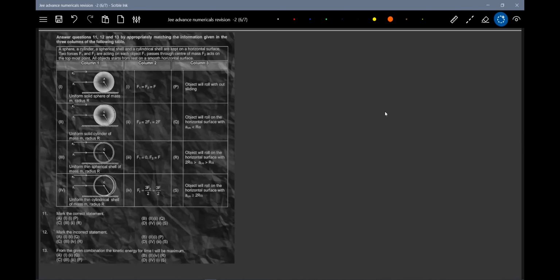F1 passes through center of mass and F2 acts on the topmost point. I think better get expression for acceleration and angular acceleration and friction in terms of moment of inertia. There, substitute moment of inertia, you're going to get the different answers. Then you can check it all.